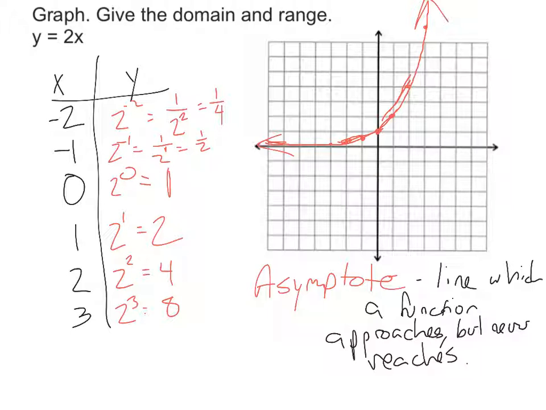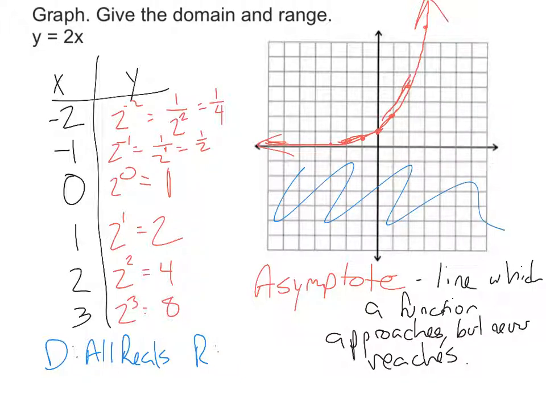If we want to do the domain and range, for the domain, I can put in whatever I want. So like most functions, this is all real numbers. But my range, well, I never got to 0, and I didn't do anything down here. There's nothing there. So my range is all my y's greater than 0. Let's go to the next slide.